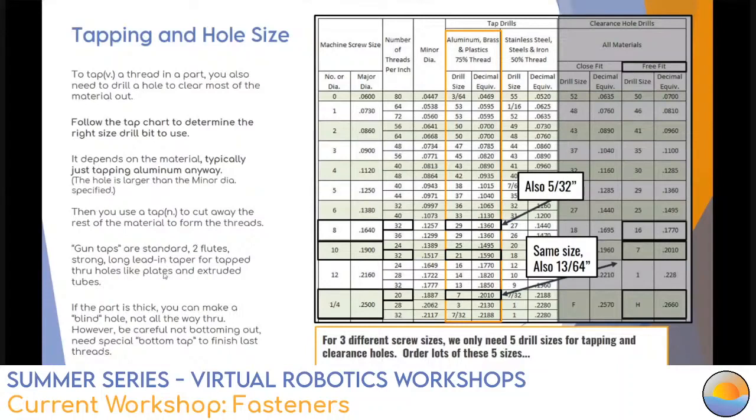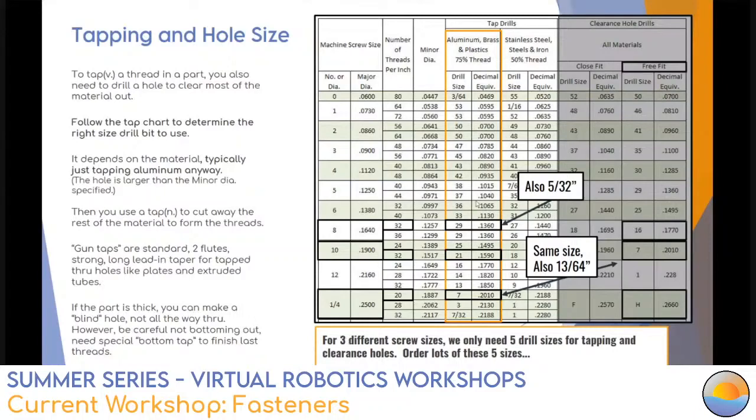Gun taps are pretty much standard. They're two flutes, with a long lead in, for tapping through holes in plates and extruded tubes. If the part is thick, you can make a blind hole, which means it has a bottom. It's not all the way through. But when you do that, you really need to use a bottom tap to finish that last thread. Because if you try to keep that gun tap in there, it's going to bottom out and it's going to break. You definitely want to avoid breaking taps.